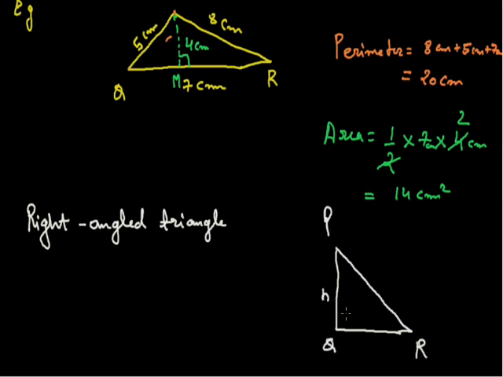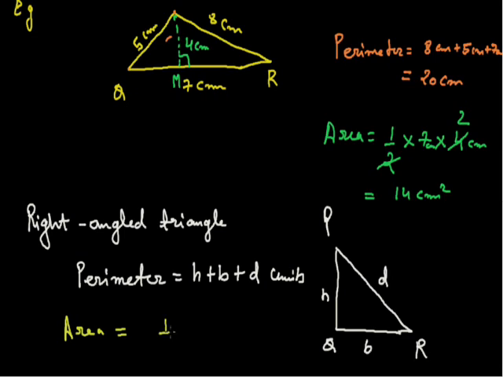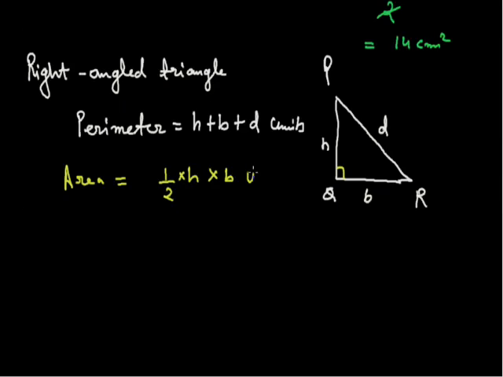this will be the height, this will be the base, and let us take the hypotenuse as D units. Then the perimeter will be H plus B plus D units, and the area will be half H into B square units, since both PQ or QR can be the altitude or the base.